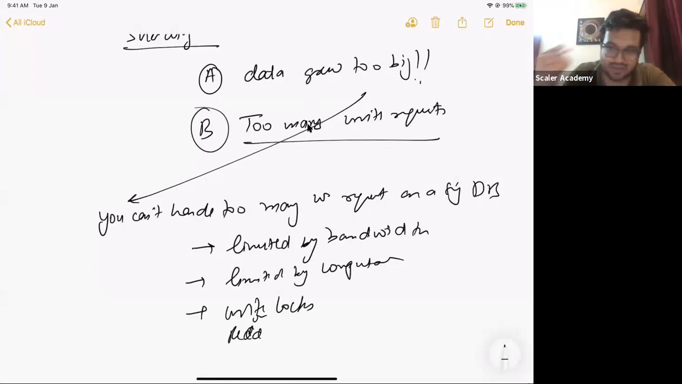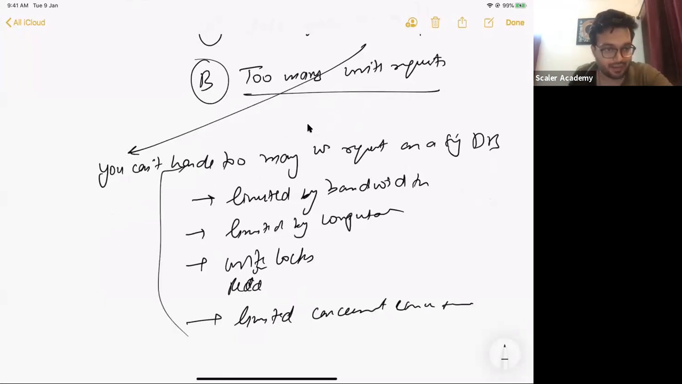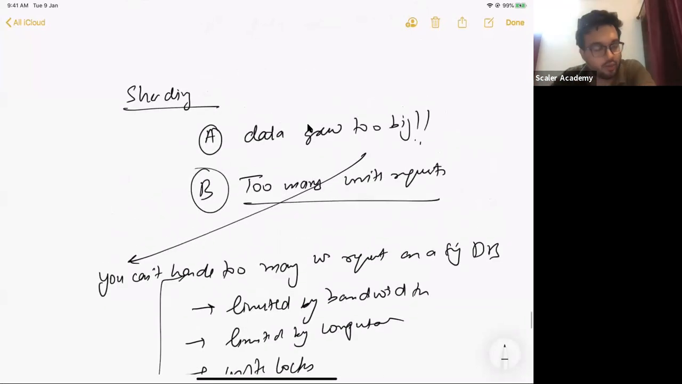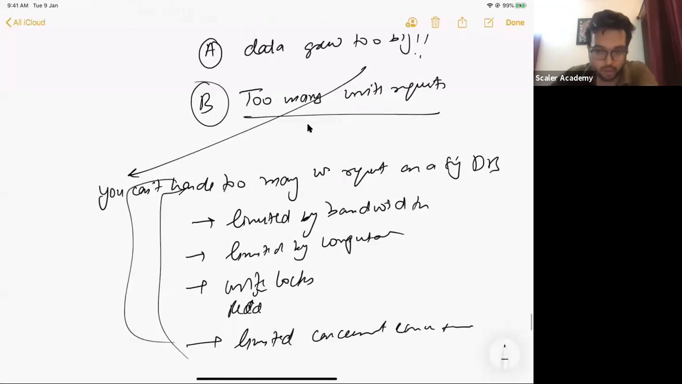Right. So Sankalp is absolutely right. We are also limited by the number of concurrent connections that we can have on that DB. Does this make sense to everybody in the class? Right. So these are the two basic reasons why you would want to go with sharding, and these are the primary reasons why you would want to go to sharding.